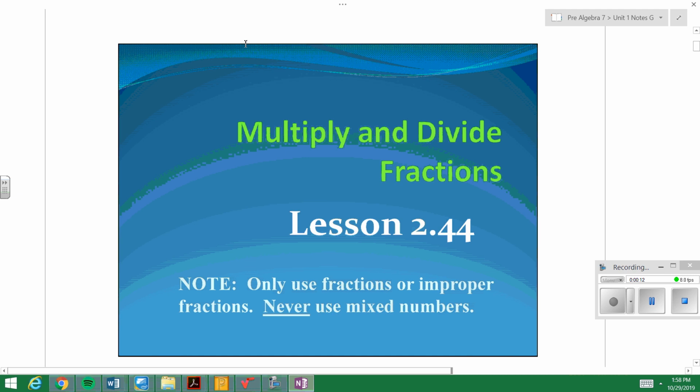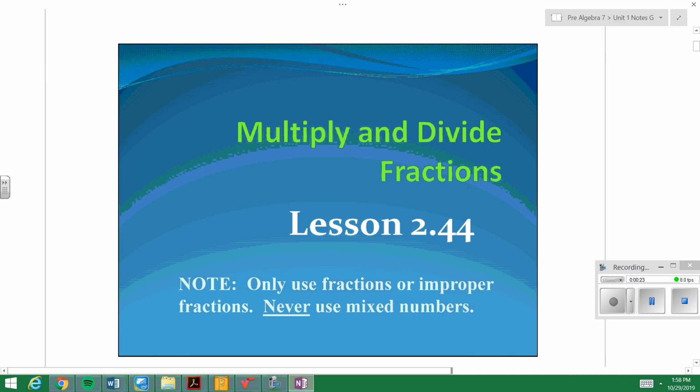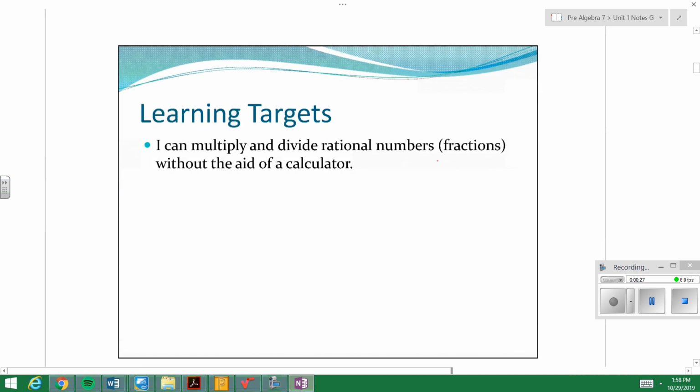And the good news is, if you found the whole common denominator thing with adding and subtracting to be a huge inconvenience, you're in luck because we're not doing that when you are multiplying and dividing. Okay, and we'll get into that in a second. So our learning targets are: I can multiply and divide fractions without the aid of a calculator.